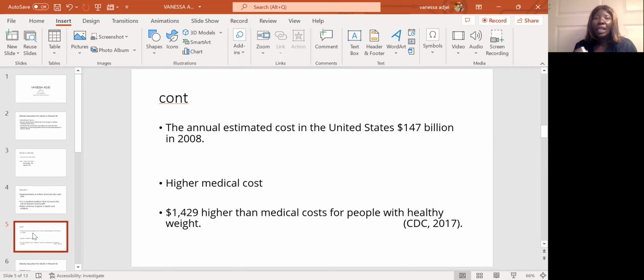There's a lot of cost when it comes to medical care. The annual estimated medical cost in the United States related to obesity is about 147 billion, and that was back in 2008. So I'm sure by now the numbers have gone up. I hope it will go down, but I'm sure it has gone up. There are obviously higher medical costs compared to healthy individuals.